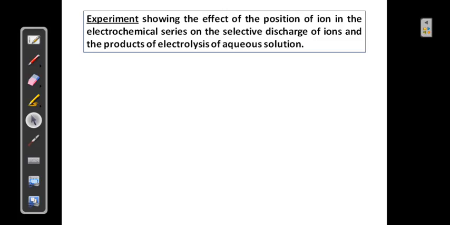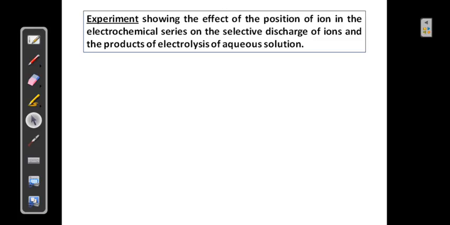So here is an experiment showing the effect of the position of ion in the electrochemical series on the selective discharge of ions and the products of electrolysis of aqueous solution. So there are two things here: showing the effect of position of ions in the electrochemical series on the selective discharge of ions and the products of the electrolysis of the aqueous solution itself.